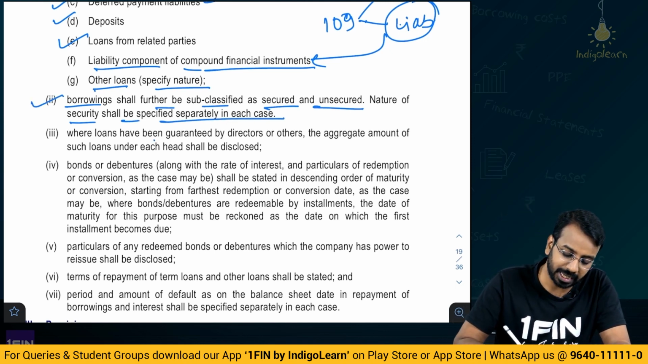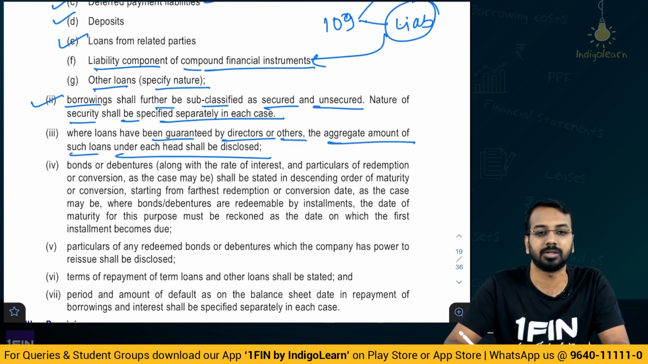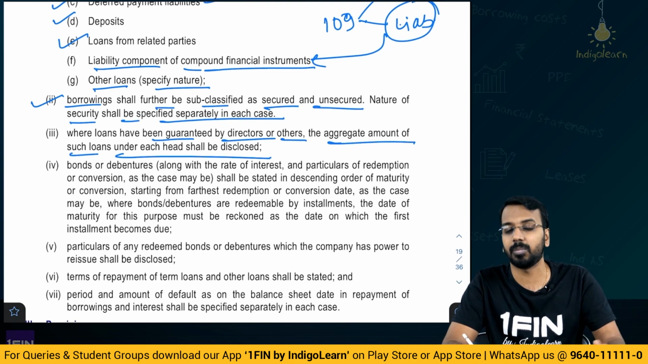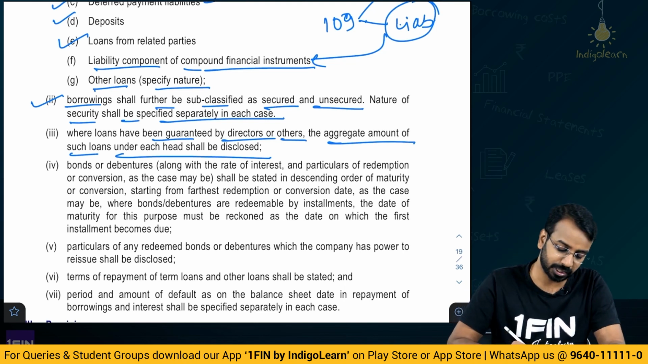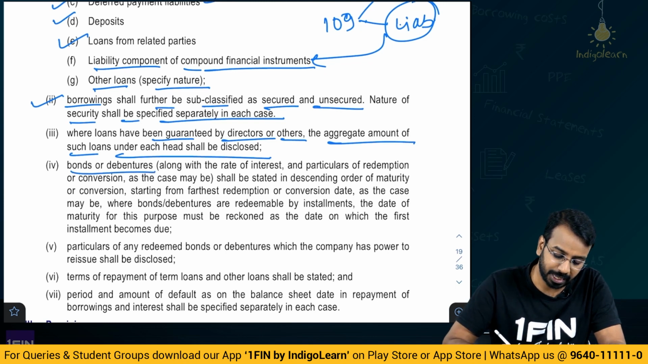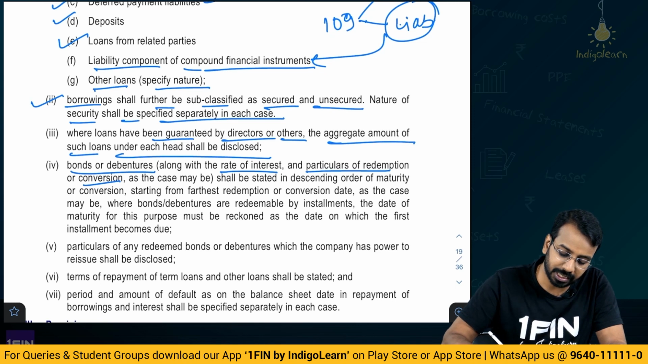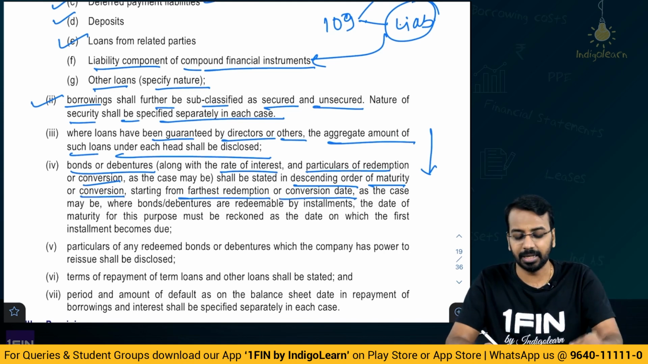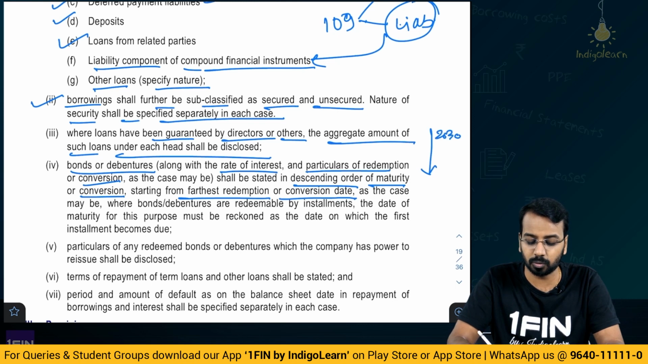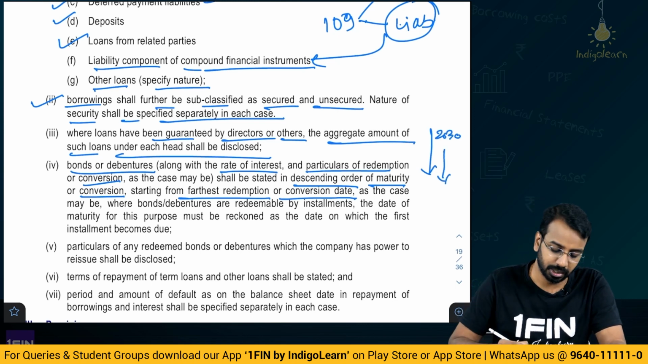Then where loans have been guaranteed by directors or others, the aggregate amount of such loans under each head shall be disclosed. So if the loans have been guaranteed, either by the directors or by any other party, that has to be disclosed. Then bonds or debentures along with rate of interest and particulars of redemption or conversion shall be stated in descending order of maturity. Again, you will take the descending order of maturity or conversion starting from the farthest redemption or conversion date. So take the farthest date, let's say 2030 and so on, you have to just order it in the reverse order.